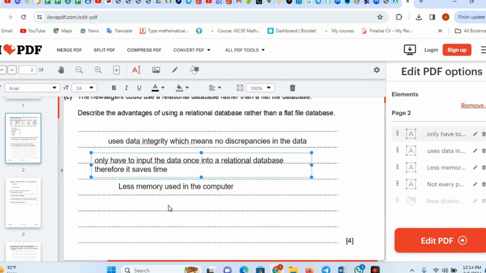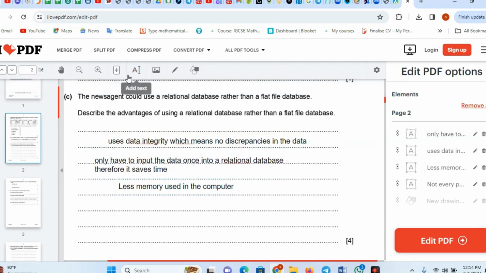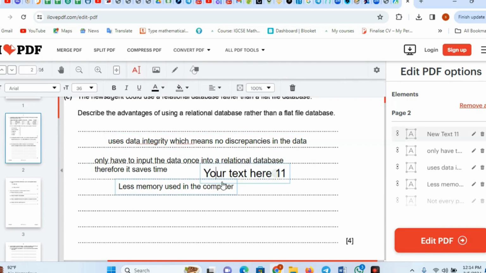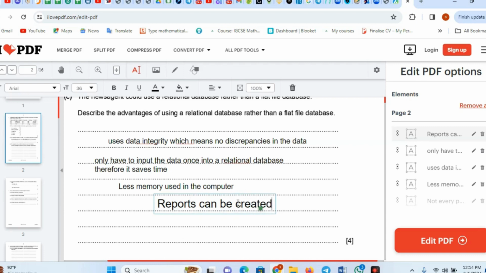Then the last one, which is number 4, because I told you that we are going to put 4 answers here. The 4th one that we are going to have is that reports can be created using many tables.